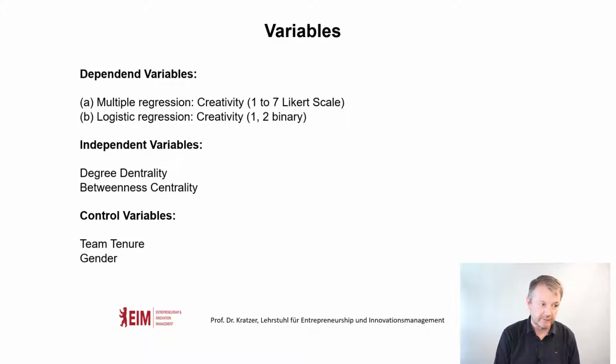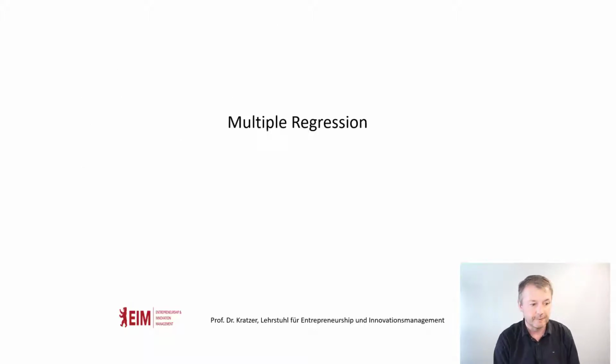So, the dependent variable for our multiple regression is creativity, on a scale of 1 to 7. For the logistic regression, we take a dichotomous version of this creativity variable as a binary variable. We take two centralities, degree and betweenness, as shown, and we take two control variables, gender and team tenure.